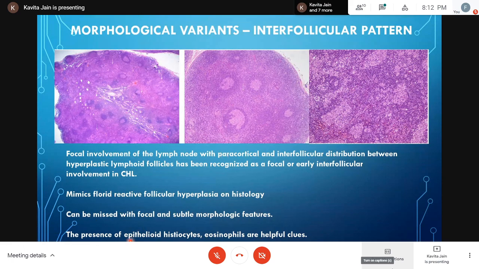The presence of any epithelioid histiocytes or eosinophils are definitely helpful clues. But I suggest that anytime we are looking at a reactive lymph node, we should search the interfollicular areas for any atypical cell. And I don't even mind putting a CD30 sometimes, of course, if the patient can bear the cost for the IHC. So these are some epithelioid histiocytes we can see in between the parafollicular areas, and the search was helpful, where we could find some atypical RS cells.